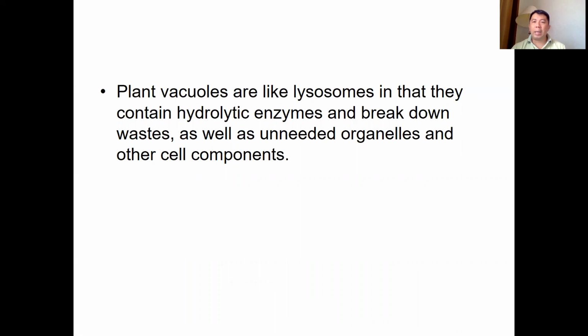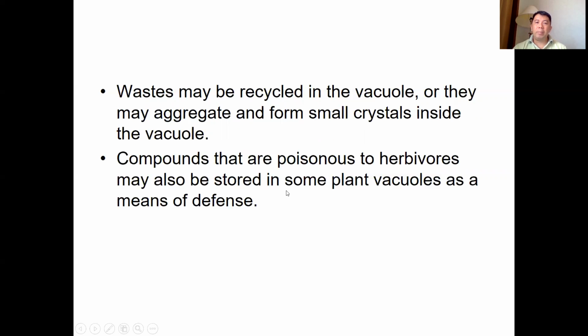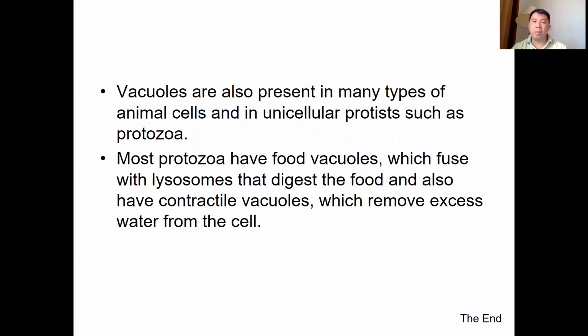Plant vacuoles are like lysosomes because they contain hydrolytic enzymes and are able to break down waste products, as well as unneeded organelles and other cell components. Waste may be recycled in the vacuole, or it may aggregate and form small crystals inside the vacuole. Compounds that are poisonous to herbivores may also be stored in some plant vacuoles as a means of defense. The vacuole also contains color pigments, for example in flower petals, such as anthocyanin.